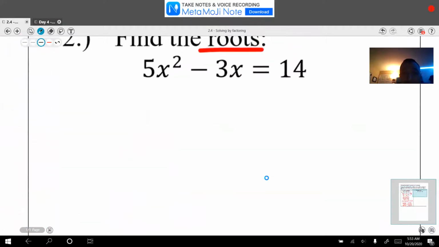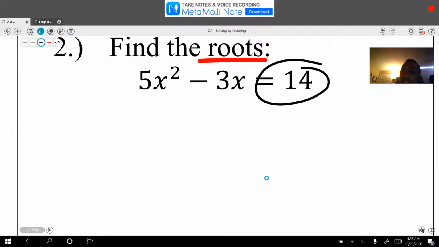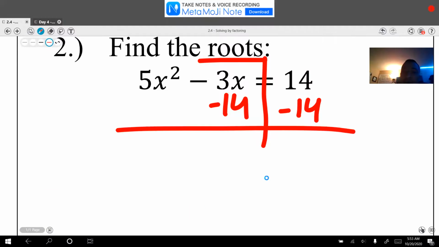Now, number 2, I want to find the roots. And again, the roots is the same as finding the x-intercepts. Remember that to find the x-intercepts, you need to set the equation equal to 0. As of right now, the equation is set equal to 14. So that would not work. We need to first move that 14 to the other side of the equation. So I'm going to go ahead and subtract 14 to both sides of the equations. Well, I know that that's 0. So now I'm left with 0, which is what I wanted.